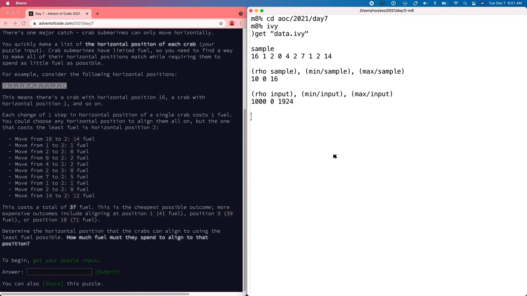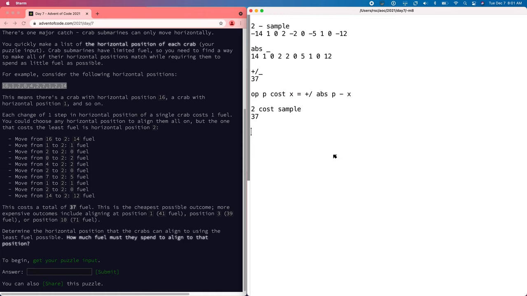So let's calculate how much fuel it takes to get to position 2, like in the example. The distances are just 2 minus the sample. And then we need the absolute values. And then we need to add them up. That's easy enough. So the cost to get to position P is the sum of the absolute values of P minus X.